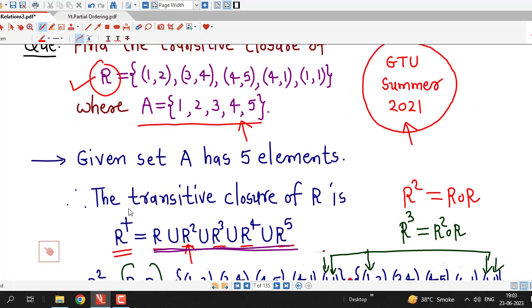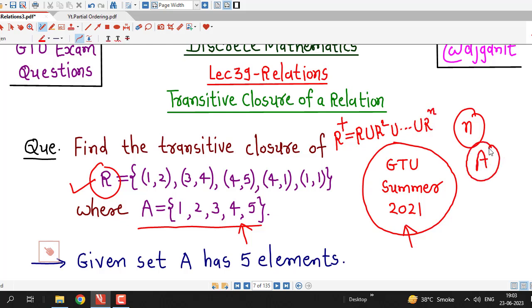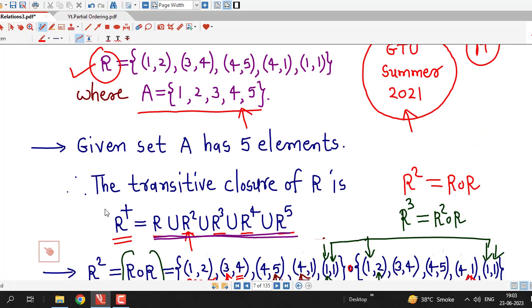So this is very easy. You can easily find the transitive closure of any relation. All you have to remember is, if your set has n elements, then the transitive closure of relation R is given by the union of powers of R up to the nth power, if the given set A has n elements. Here the given set has 5 elements, therefore we have taken R plus equal to the union up to the 5th power of R.